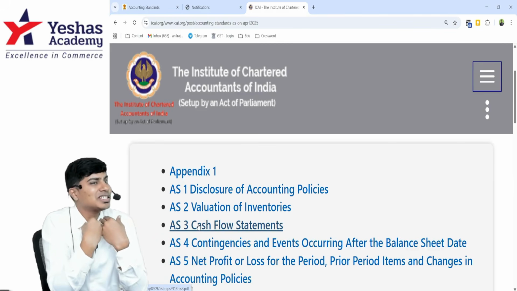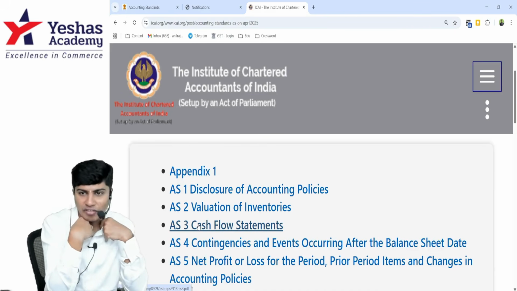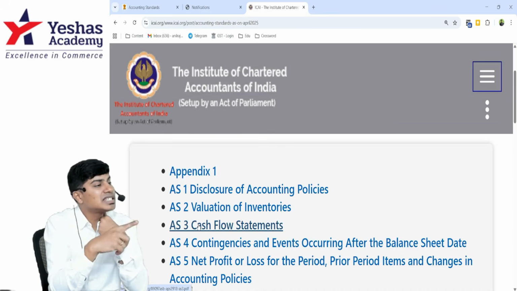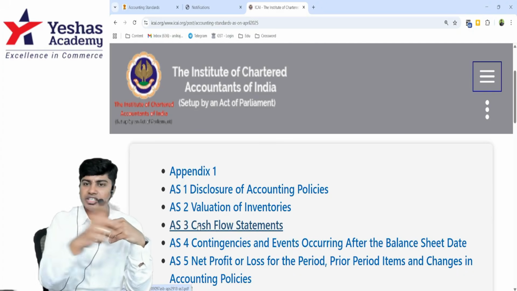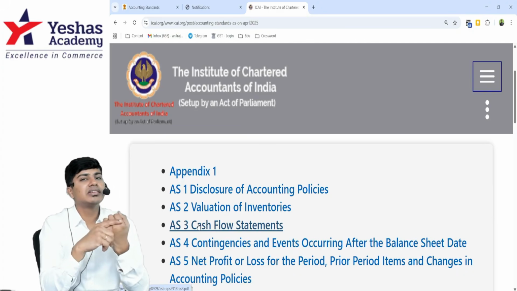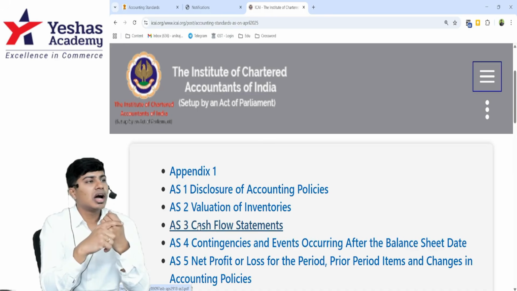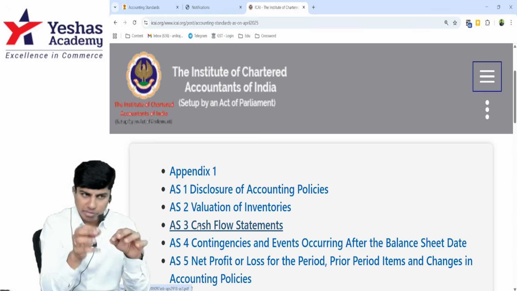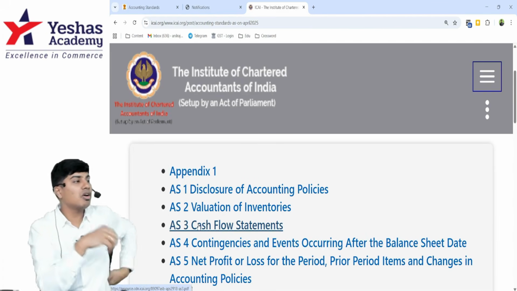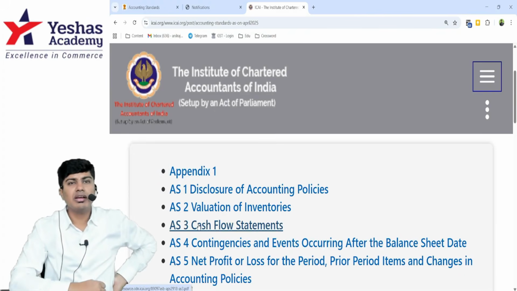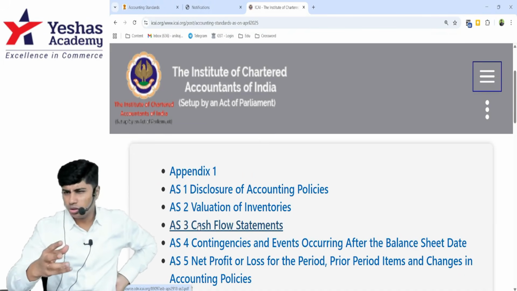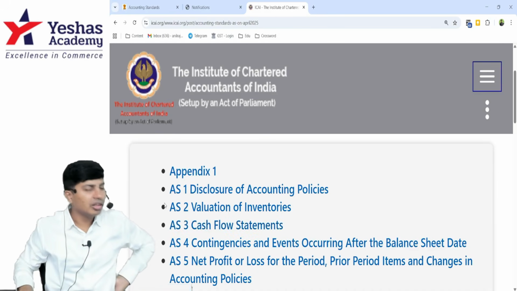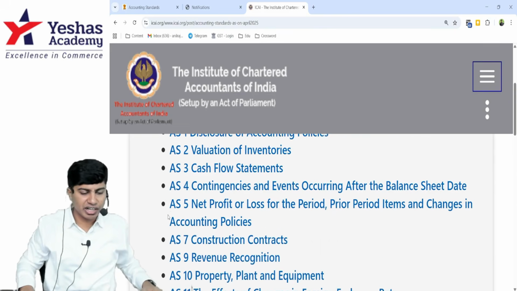Thankfully, the same accounting standards issued by the Accounting Standards Board of ICAI have been adopted by MCA. Under ICAI, the board which regulates accounting standards is called the ASB, the Accounting Standards Board. Similarly, under MCA, there is a body called NFRA, the National Financial Reporting Authority. That is the authority which will regulate accounting standards and accounting in our country.